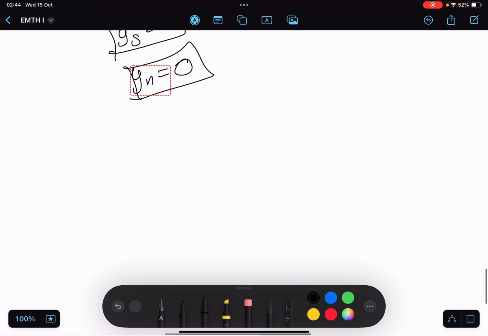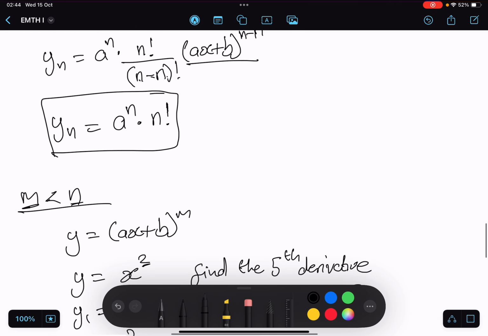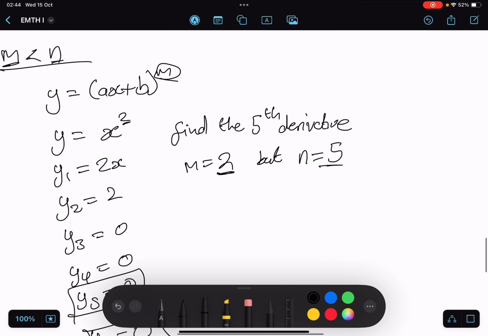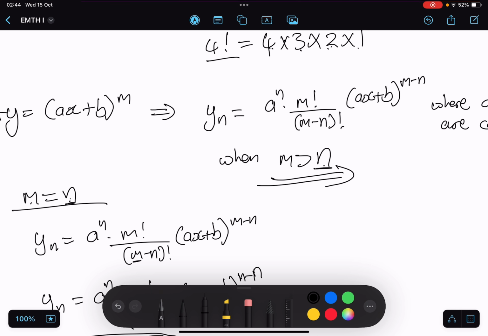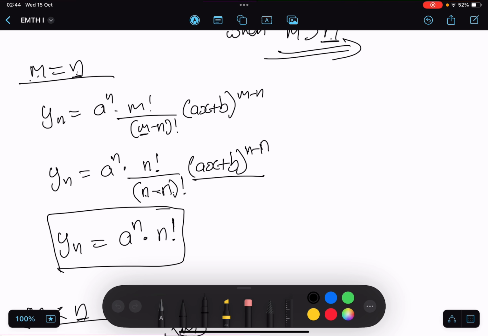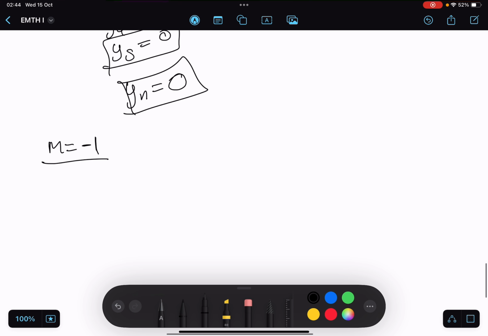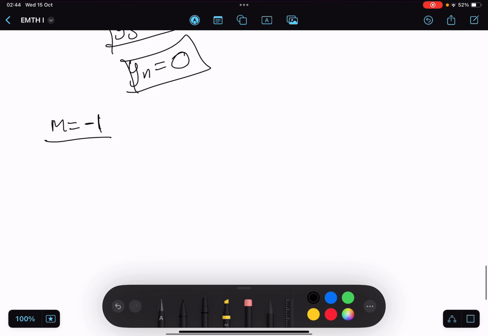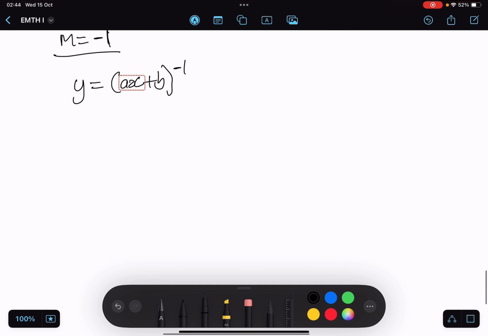And then now we need to look at another condition, when m is equal to -1, when the power is negative. So we've looked at when the power is greater than n, when the power is equal to n, and when the power is less than n. Now we are looking at when the power is -1. So we can rewrite y is equal to (ax plus b) to the power -1. So we want to find the nth derivative here, so we need the expression of the nth derivative.